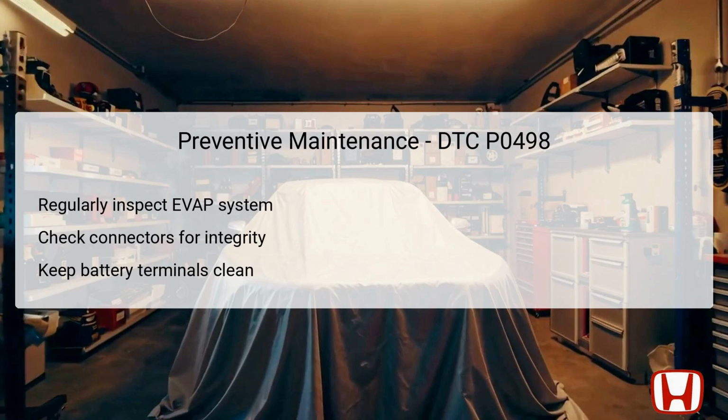To prevent the occurrence of DTC P0498, routine maintenance of the evaporative emissions (EVAP) system plays a crucial role. Begin by regularly inspecting the EVAP components, such as the canister vent shut valve, for signs of wear or damage. It is also essential to check the electrical connectors and wiring for any signs of corrosion, fraying, or loose connections that could disrupt voltage flow.